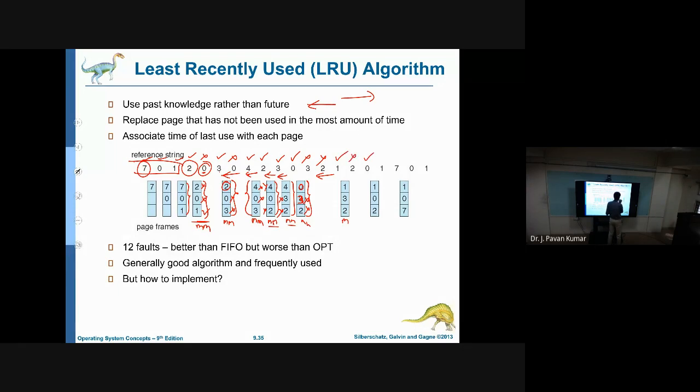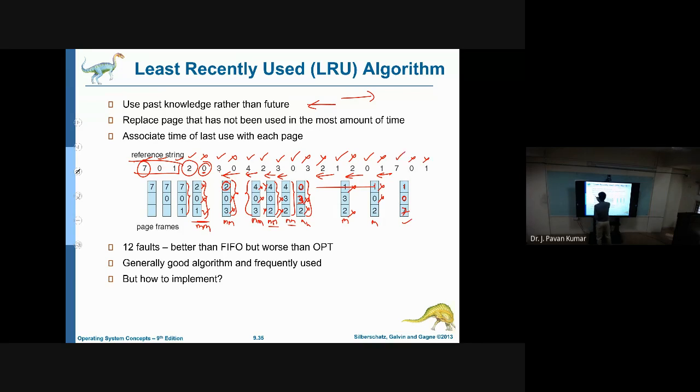0, page fault will occur. For 0, again we have to go in reverse direction. 2 we have used, 1 we have used, so 3 is the one which we have to replace. So 1, 0, 2 will be the main memory. Now 1 means no page fault. Next 7, page fault will occur. What we have to consider? In reverse direction. 1 we cannot replace, 0 we cannot replace, so 2 is the one which we have to replace. So this will be the content. Now here page fault will occur. This is not, this is not.